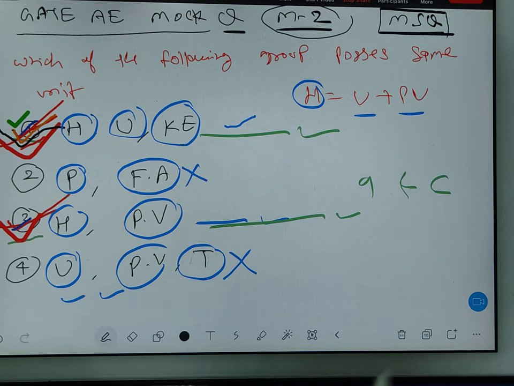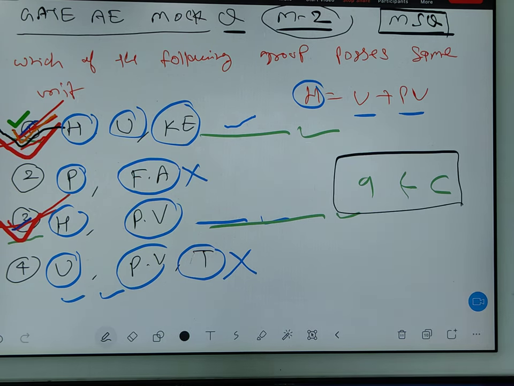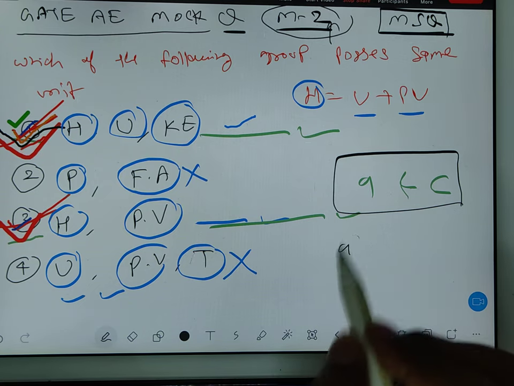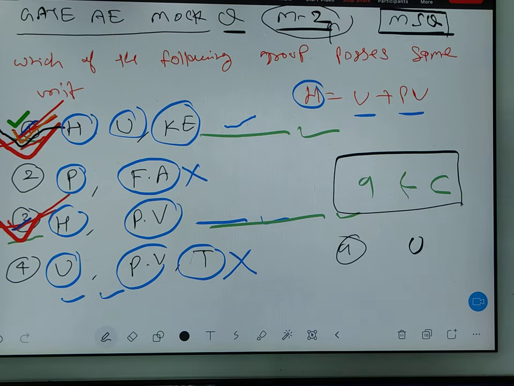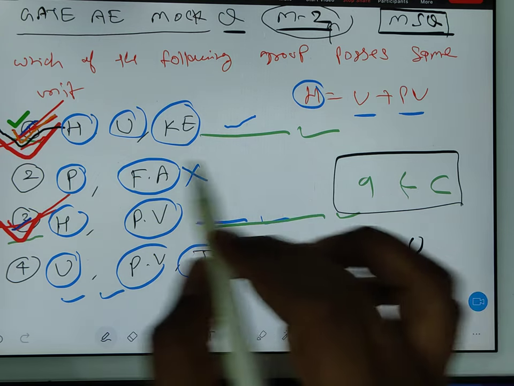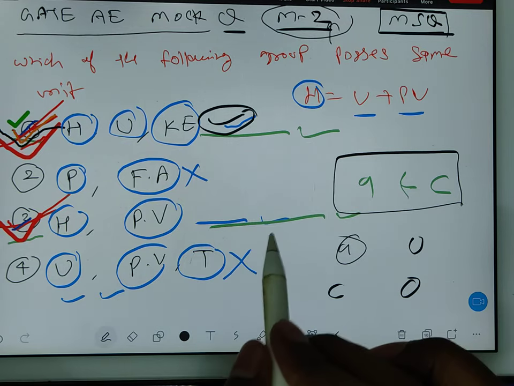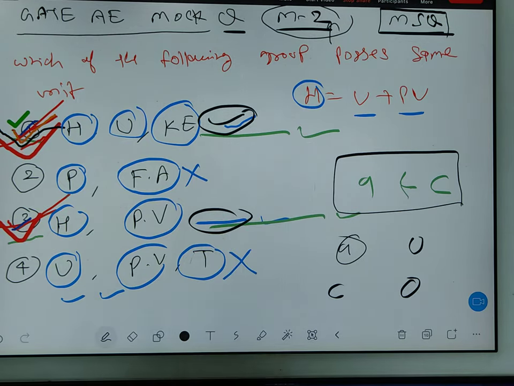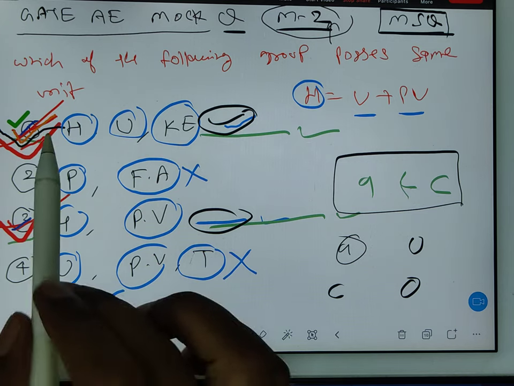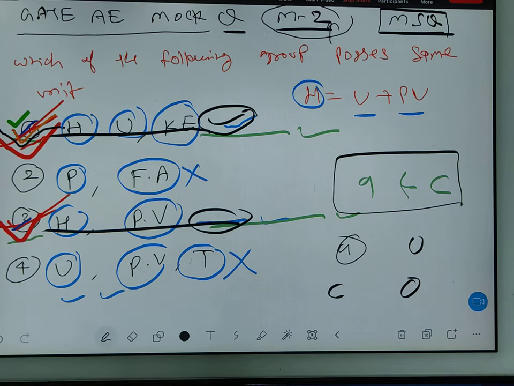Students who select A and C, only they will get 2 marks. Students who select only A will get 0 marks. Students who select only C will also get 0 marks. It's not like out of 2 correct options, if you have given 1 correct option, then you'll get half a mark. No. All correct options you have to mention in your MSQ exam.